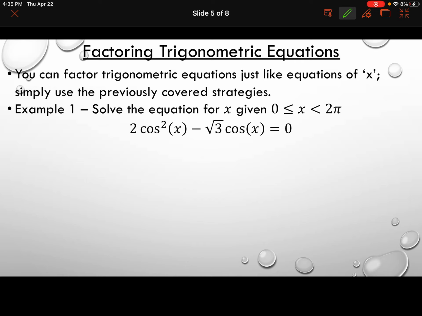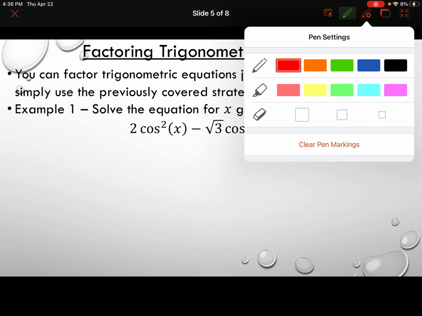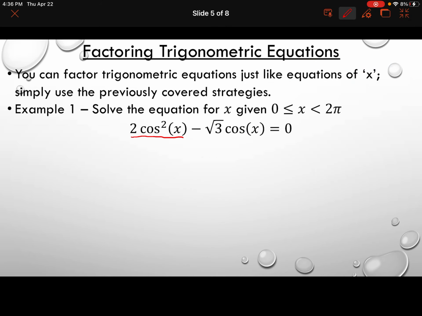You have 2 cosine squared of x minus square root of 3 cosine of x. All right, so just like the previous problem that we just did, what do these two terms have in common? Well, they have a 2 and a square root of 3, nothing in common there, but they both have cosines, right? This term has a cosine, this term has a cosine. So we're going to factor out a cosine of x, okay?